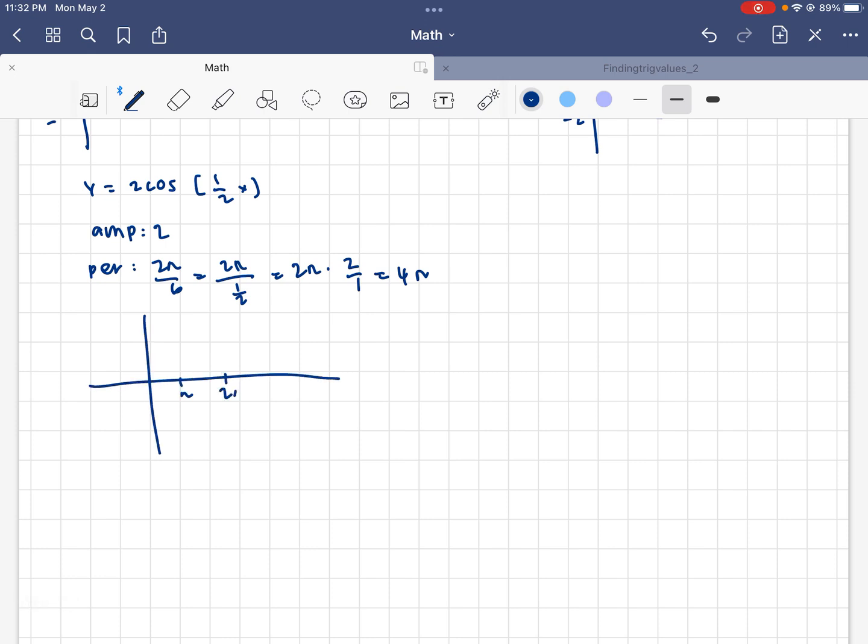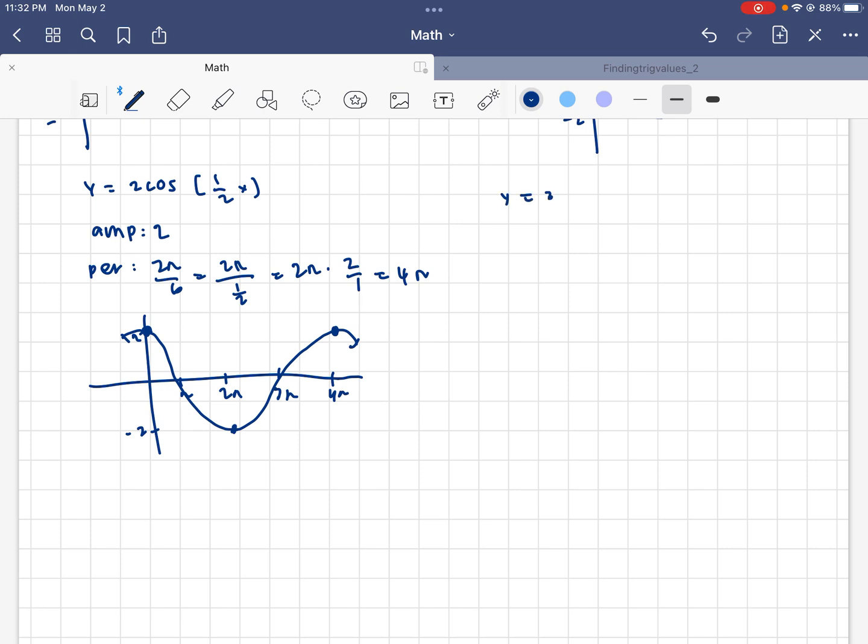So you have pi, 2 pi, 3 pi, 4 pi. Amplitude is 2, so max 2, min -2. And for cosine, I draw starting and ending at the max, midpoint at the min, and then draw. Okay. There's our graph. Let's do another one.